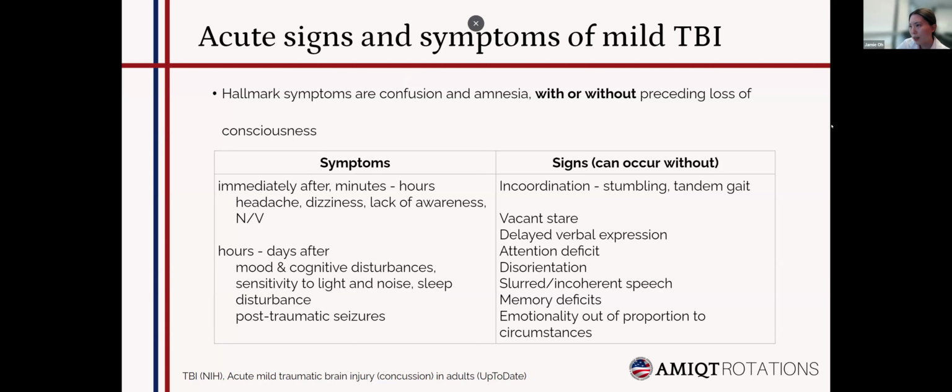In terms of signs, the most important takeaway is that patients who have a mild traumatic brain injury do not necessarily have observable signs. You could observe incoordination, they're stumbling and they struggle with tandem gait, but this is not necessary.